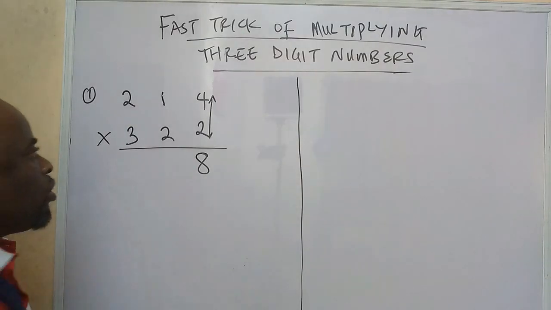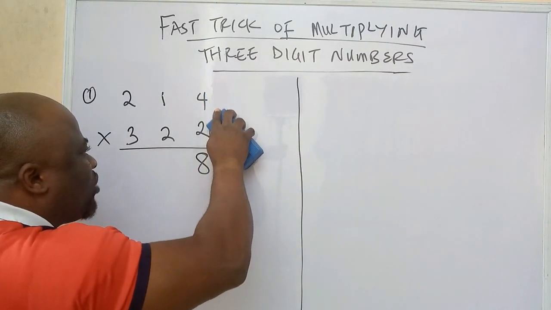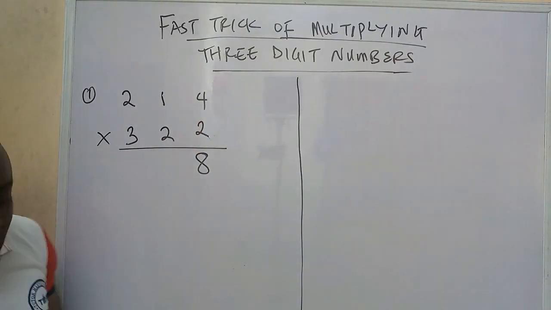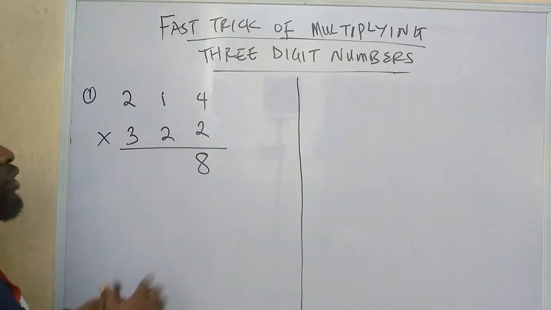Now we go to the second one. What are we going to do again? The second thing we are going to do is this. We have done that. That's the first thing, multiplying this and this together.